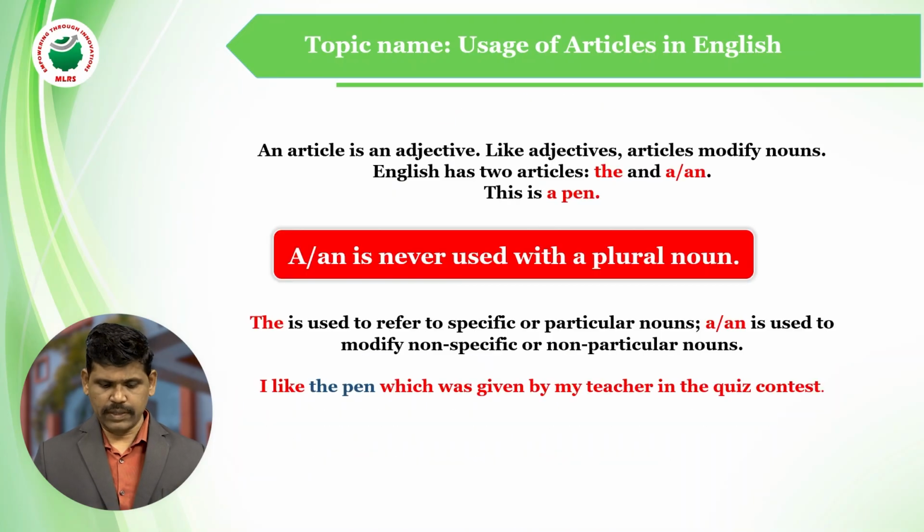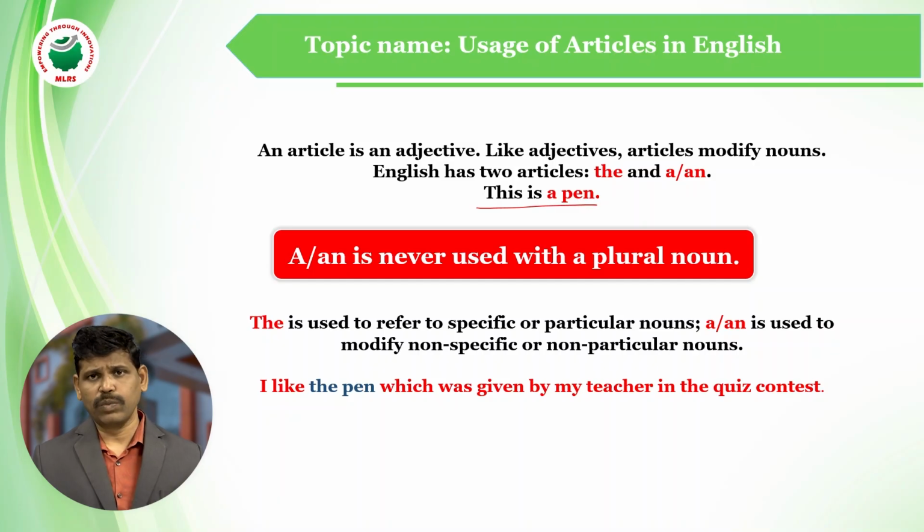An article is an adjective. Like adjectives, articles modify nouns. English has two articles, the and a, an. For example, this is a pen. Here, pen is a singular countable noun. We use an article before the noun. A, an is never used with plural nouns. This is very important: we never use the articles a, an before plural nouns.